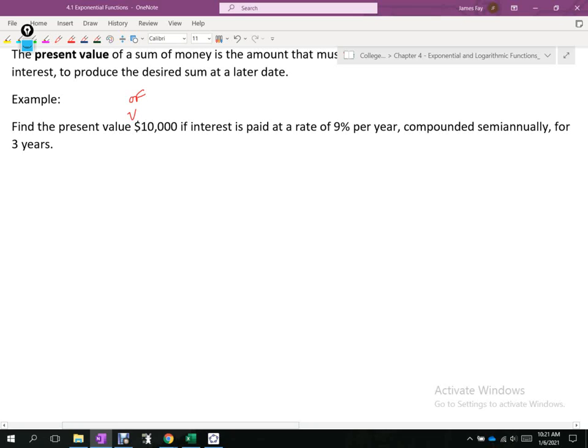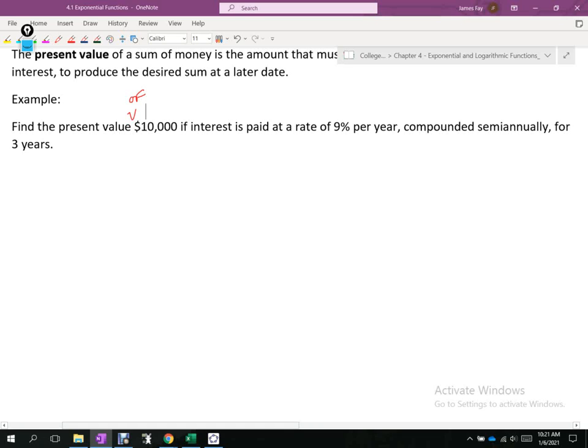Previously the question was to find the amount after time t, the amount of the investment after time t. Here it says find the present value of $10,000. What that means is that $10,000 is the amount after time t. It's the A of t in the previous question.